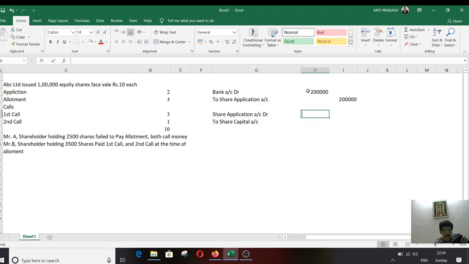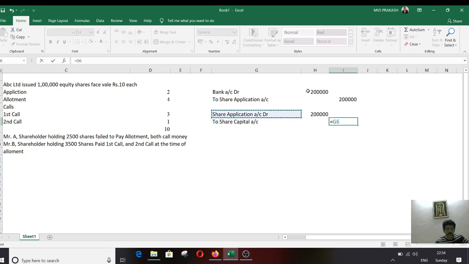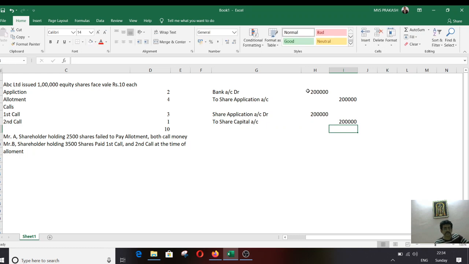So now what is the amount? 2 lakhs is the amount in the application account, and you simply transfer that to the share capital account. Now there is a capital lying in the share capital account of 2 lakhs. Then what is the next stage?